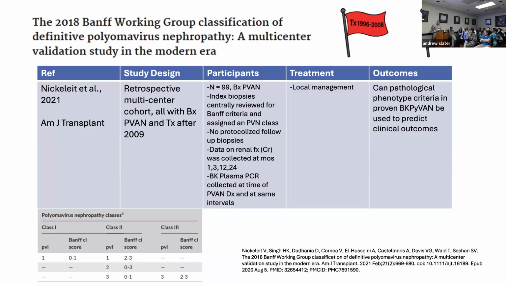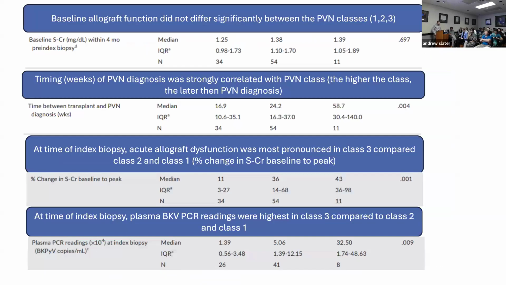And then the outcome, of course, is can pathological phenotype criteria in proven BKVAN be used to predict clinical outcomes with this new, more modern cohort of patients. So baseline allograft function did not differ significantly between the 3 PVN classes. Timing of PVN diagnosis was strongly correlated with PVN class. Basically, the higher the class, the later the PVN diagnosis.